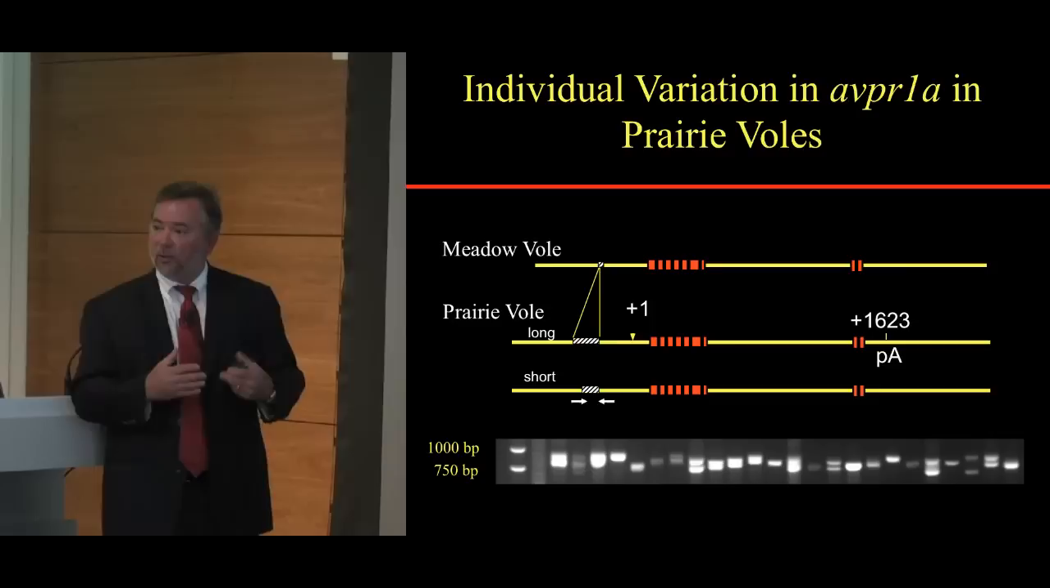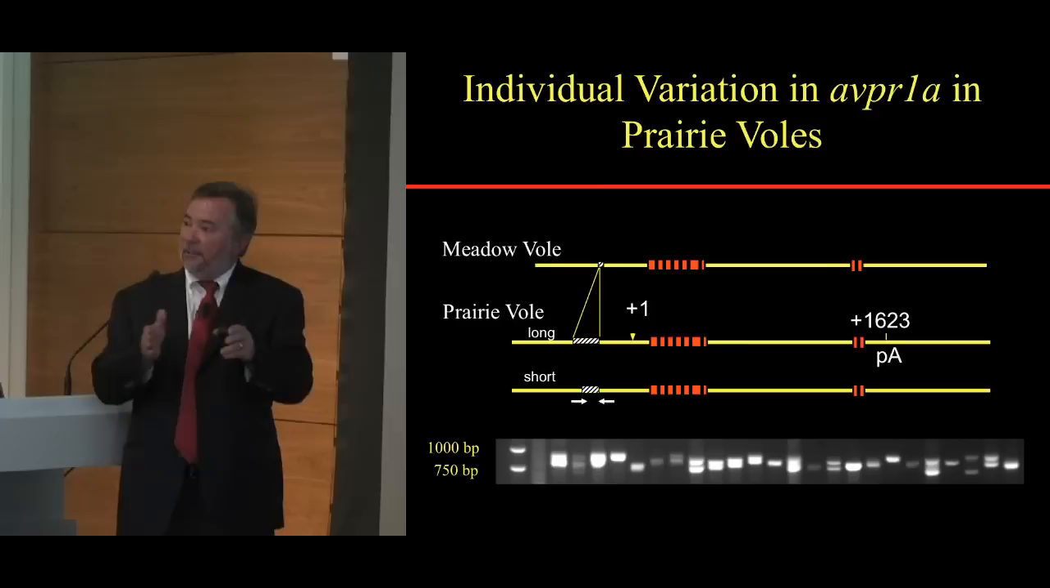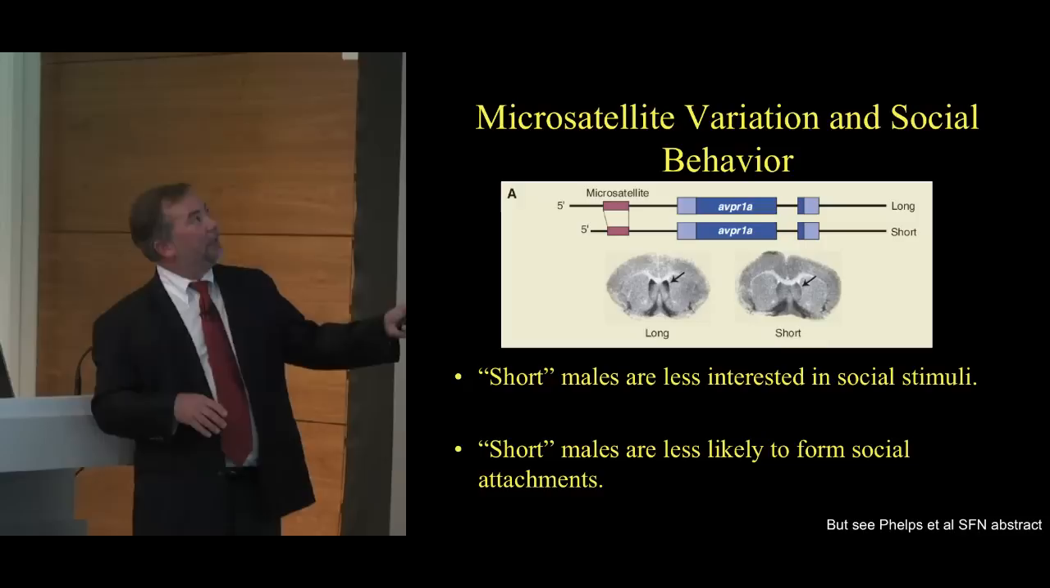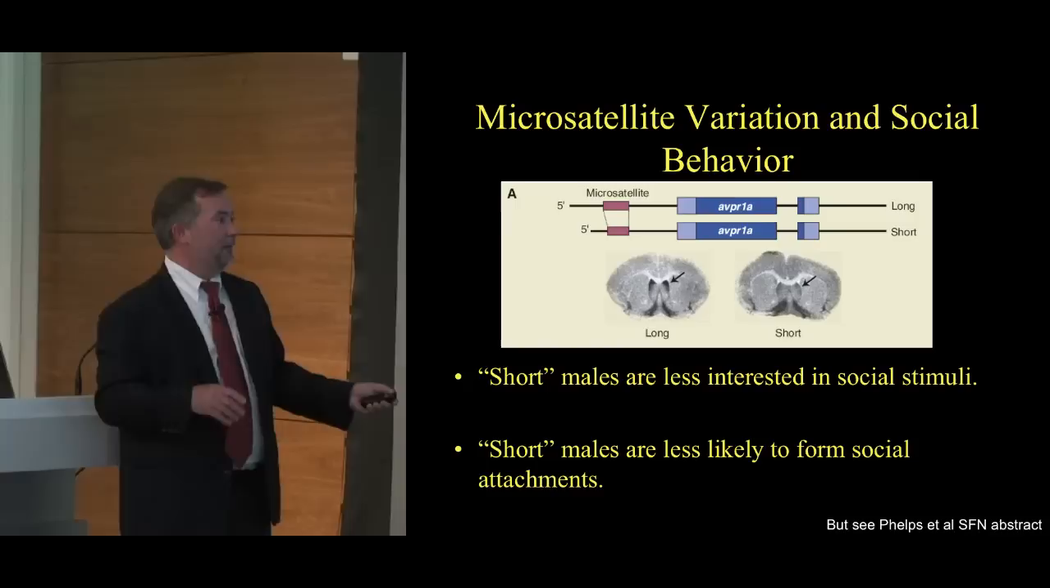So it gave us an opportunity to ask: is this little stretch of DNA in front of this gene that we know regulates behavior producing variability in behavior? So we did breeding experiments where we bred short-long, long-long, and short-short animals, and we found that animals that had long microsatellites had more expression in some areas than short microsatellites, and it also predicted whether they would be able to form a bond or not.